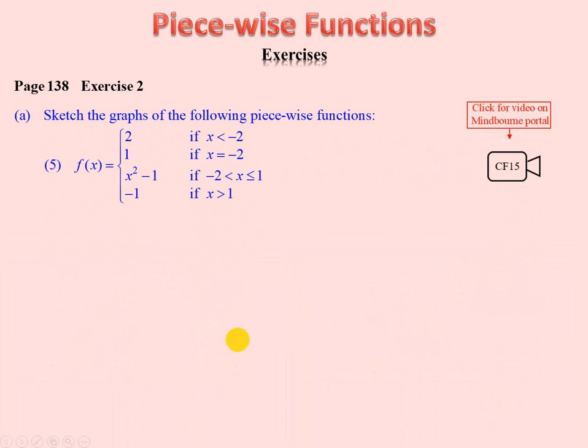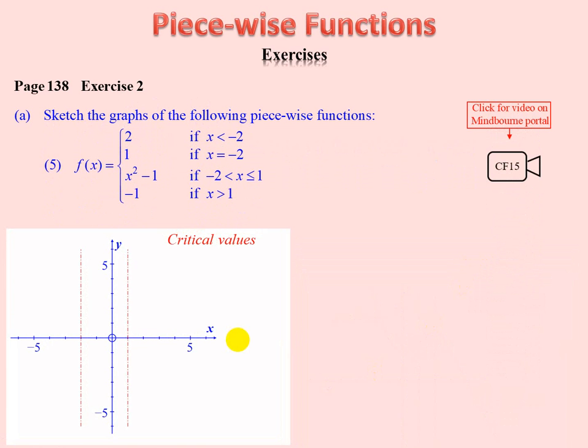Number 5, there are critical values, -2 and 1. Let's draw the graphs lightly on there. If x is less than -2, it's y equals 2. So there's y equals 2 going across there.